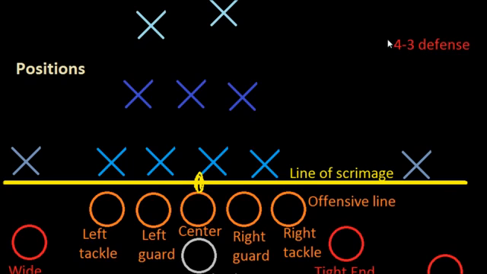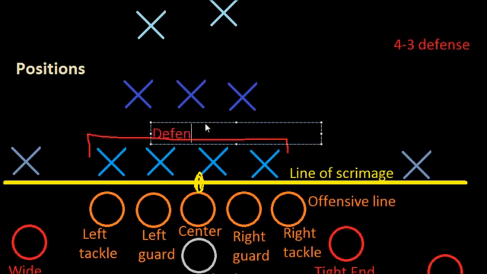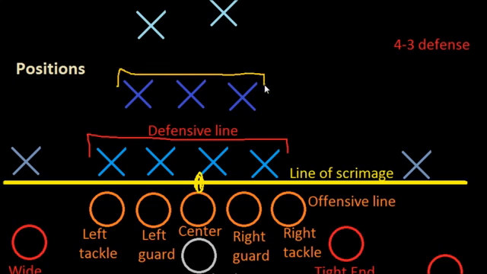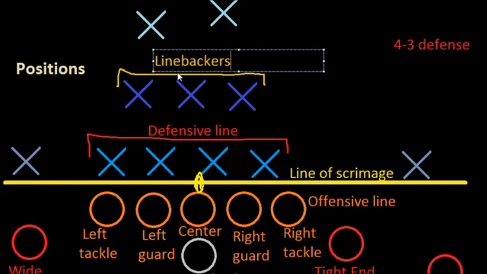The first number comes from the line. So these guys here, this is the defensive line. Right behind, as you can see, there's 4 guys, so that's where we get the 4. And then there's 3 guys behind them. And if you guess this is where the 3 comes from, you would be correct. So 4 defensive linemen, 3 linebackers, because they're behind the line. These are the linebackers.